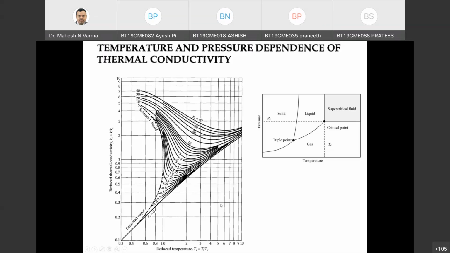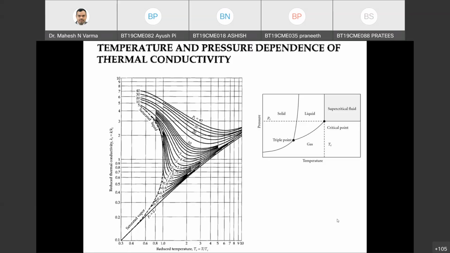Out of these six, the critical temperature you can get from the data book, the critical pressure you can get from the data book, and the critical thermal conductivity you can get from the data book. If pressure and temperature are given, you can get the value of thermal conductivity. If temperature and thermal conductivity are given, you can get the value of pressure. If pressure and thermal conductivity are given, you can get the corresponding value of temperature. So this is how you can use this empirical graph.